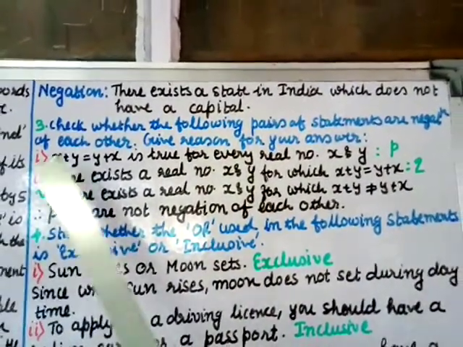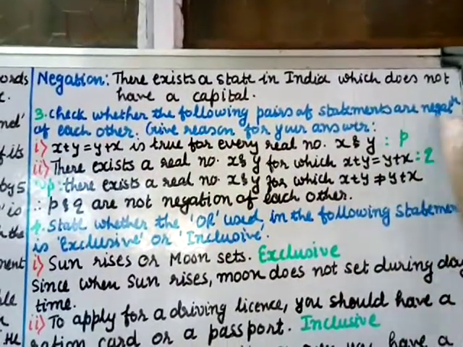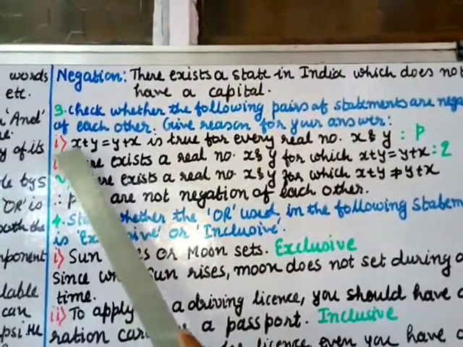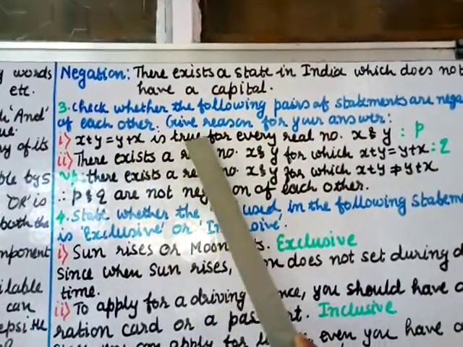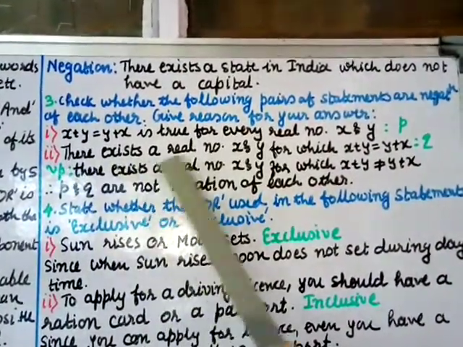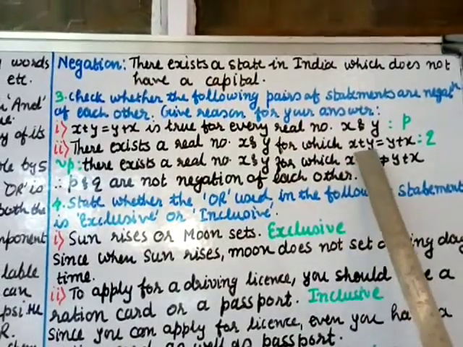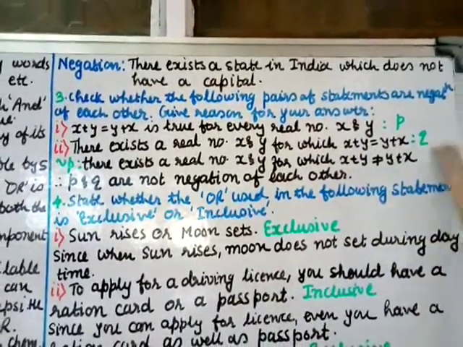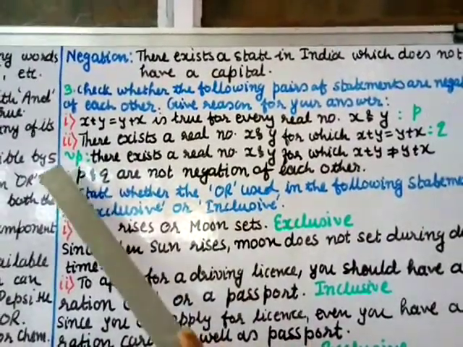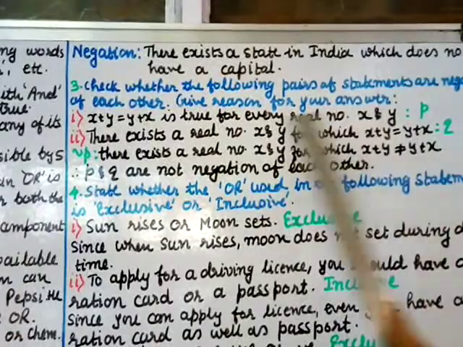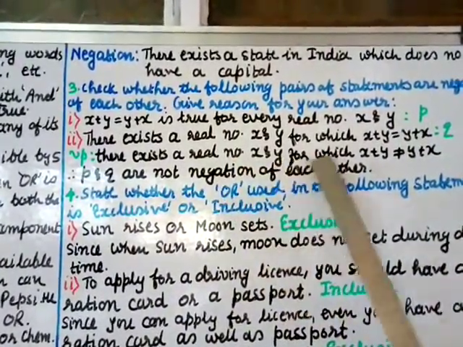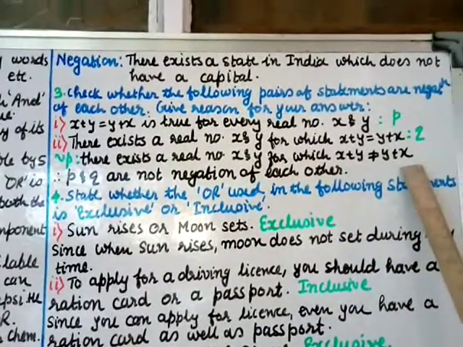Question number 3, check whether the following pairs of statements are negation of each other. Give reason for your answer. Roman number 1, x plus y equal to y plus x is true for every real number x and y. I call it P. Roman number 2, there exists a real number x and y for which x plus y equal to y plus x, call it Q. Okay, so first statement P, second statement Q. Let us write not P. Using this I am writing the negation of the first one: there exists a real number x and y for which x plus y not equal to y plus x, right?